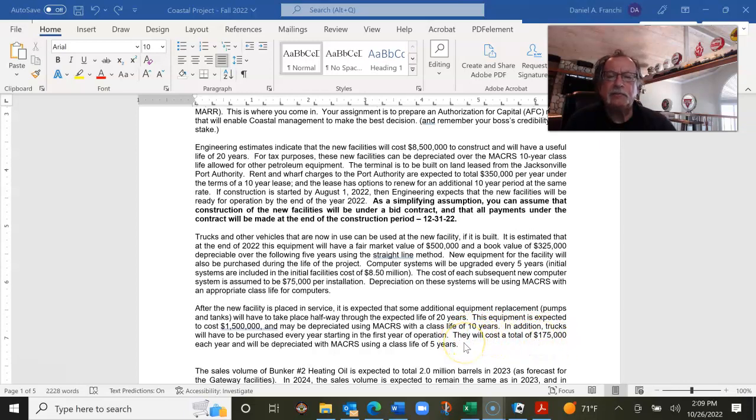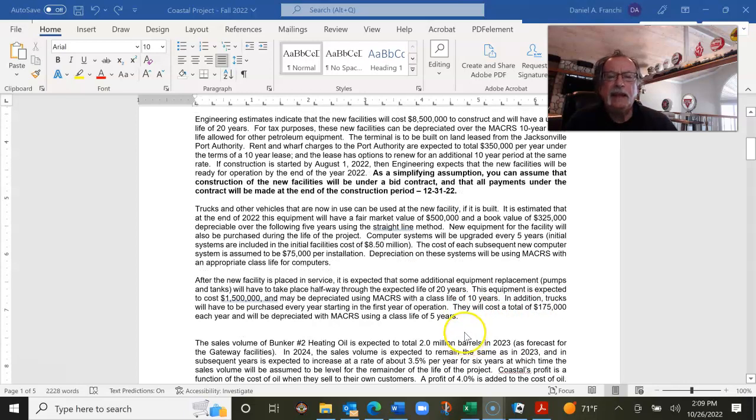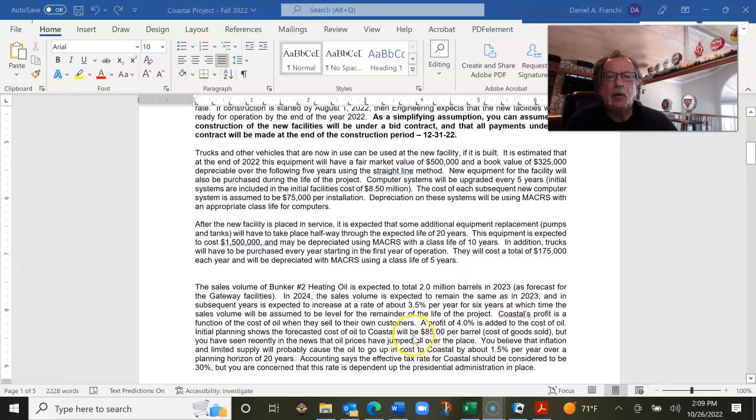$175,000 each year. Now, what we're talking about is buying a product and then just reselling it. So we're a distributor. We're going to be buying 2 million barrels every year, beginning in 2023. And I think you can assume it will occur at the end of 2023 for purposes of the analysis of this project.